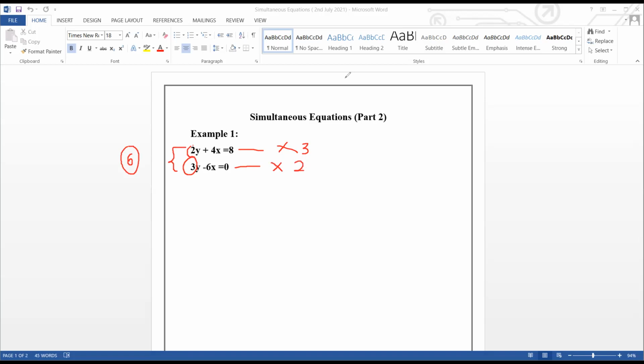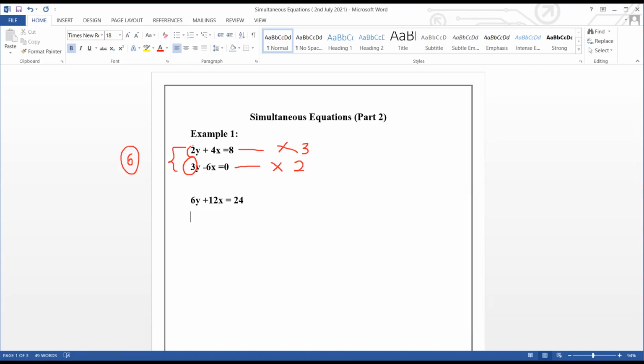So to make the coefficient similar, I have to multiply the first equation by 3 and the second equation by 2, right? When I multiply the first equation by 3, I'm getting 2y times 3, it's 6y, plus 4x times 3, it's 12x, equals 8 times 3, it's 24. So this is my first new equation, right?